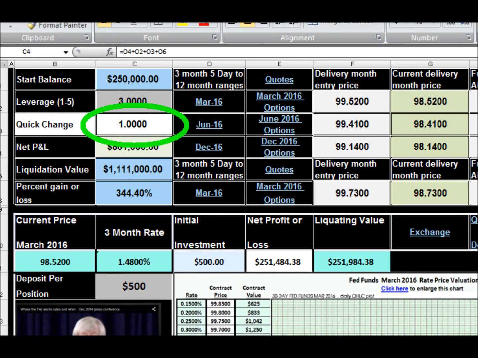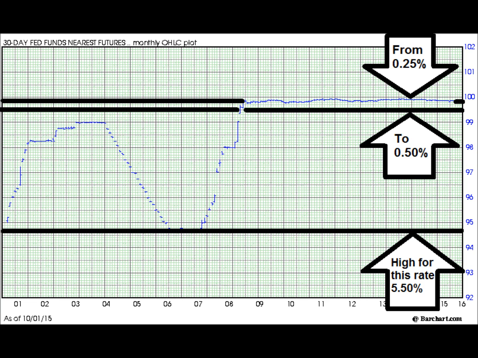I've entered a 1% increase in short-term rates on the spreadsheet. A 1% increase in short-term rates would generate an $861,000 profit on this position, bringing the $250,000 start balance up to $1,111,000, or up 344.4%. I'll conclude with this question.